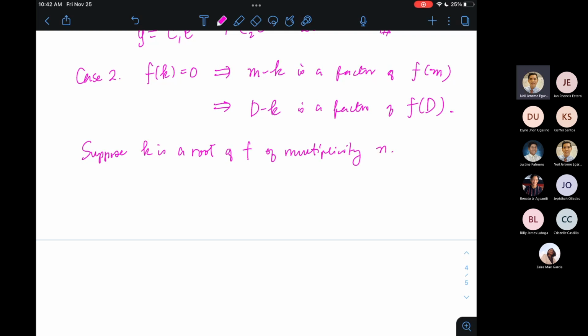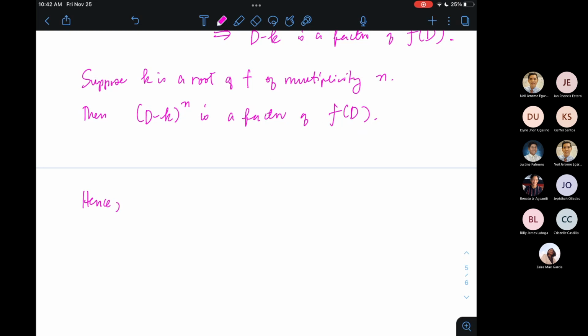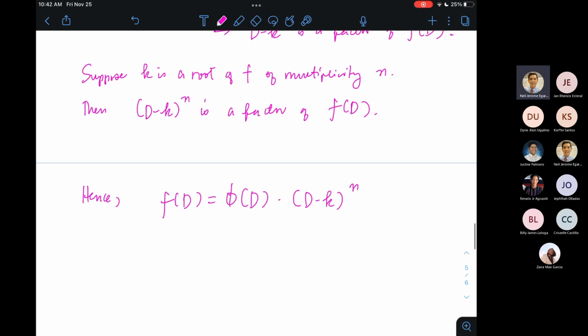n. Kung siya ay root of multiplicity n, ibig sabihin, d minus k raised to the n is a factor of f of d, right? Kasi multiplicity n siya, so n times siya nagiging root. So si d minus k ay n times magiging factor ni f of d. So this implies that f of d can be written as some function phi of d times d minus k to the n, where phi of k is not equal to 0.